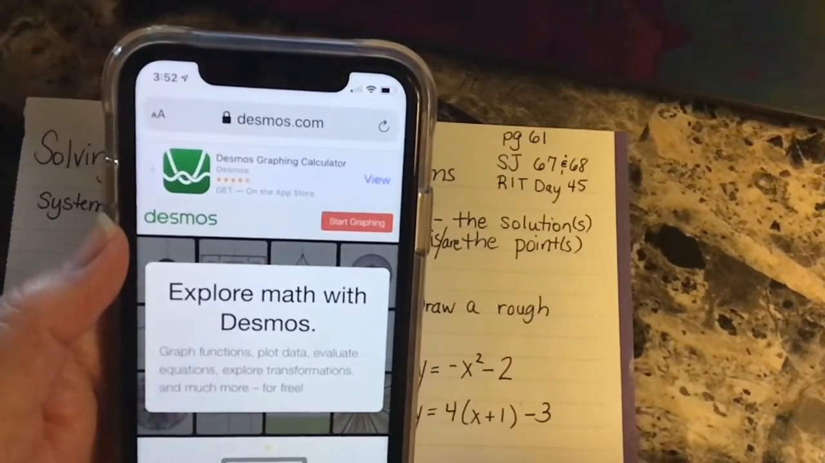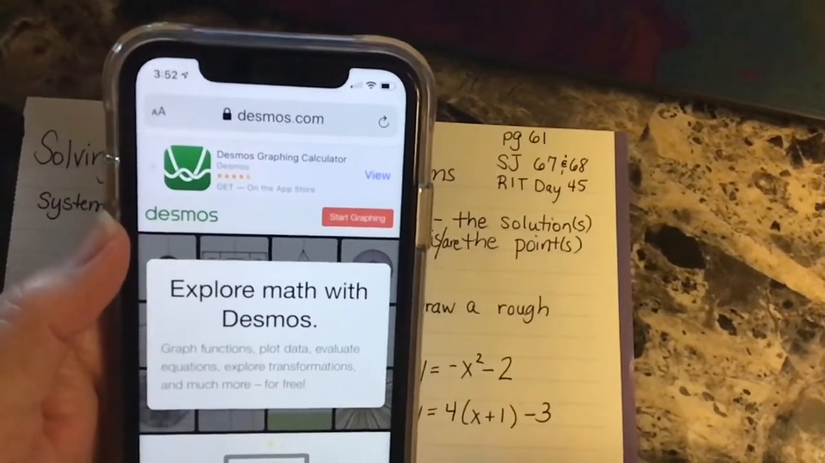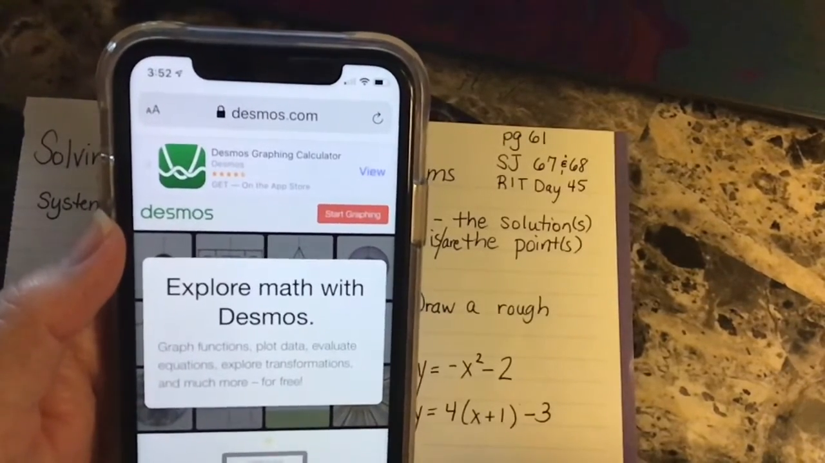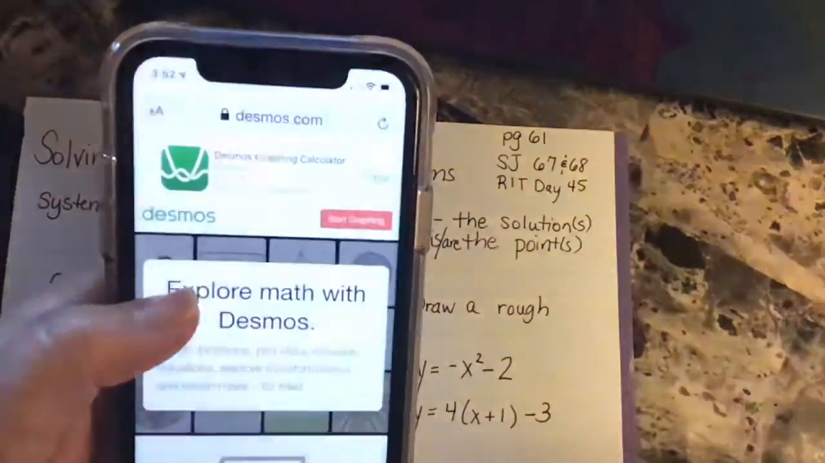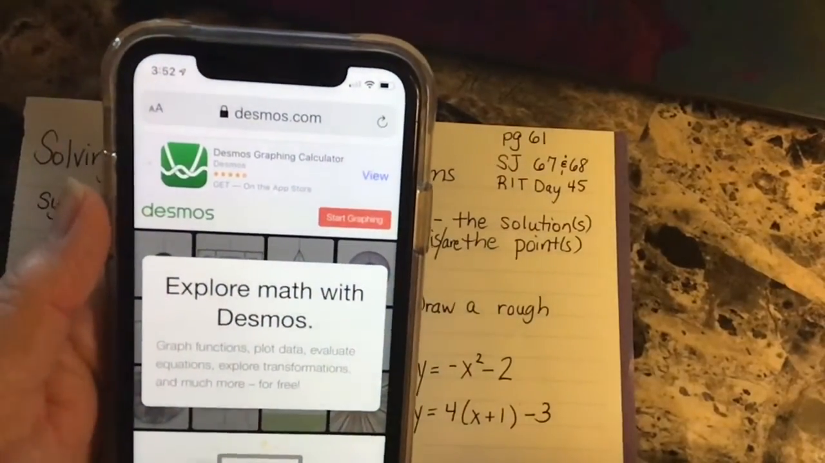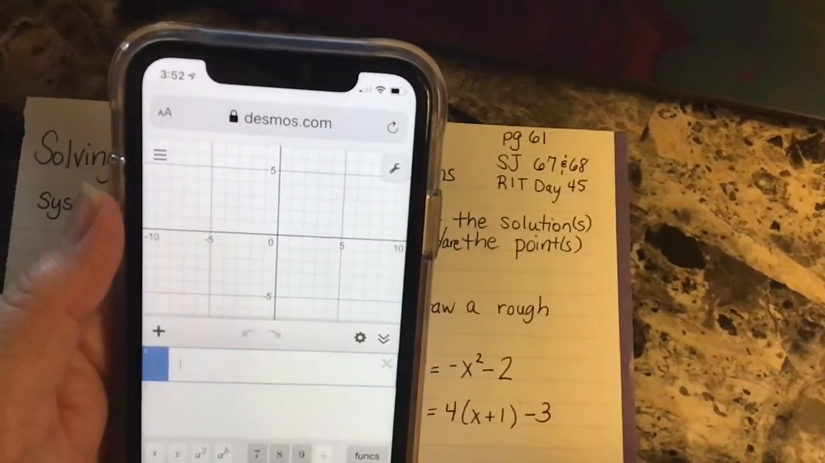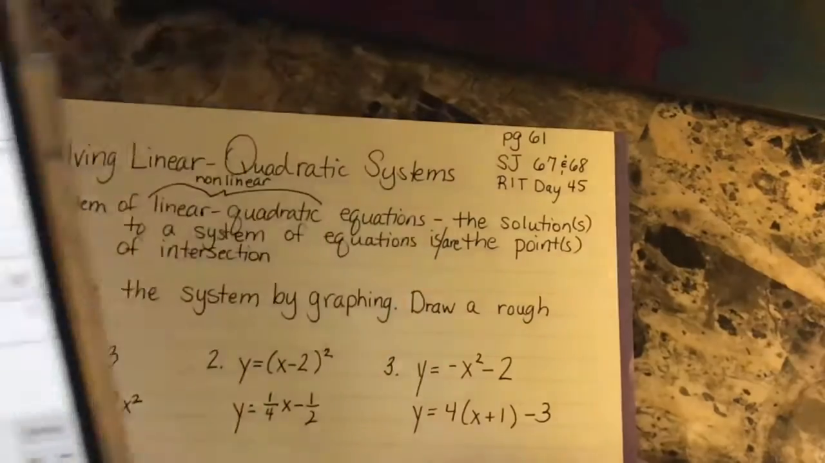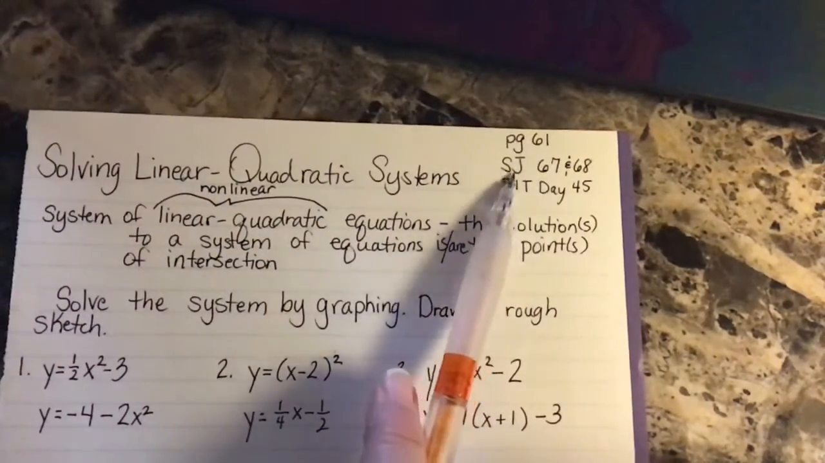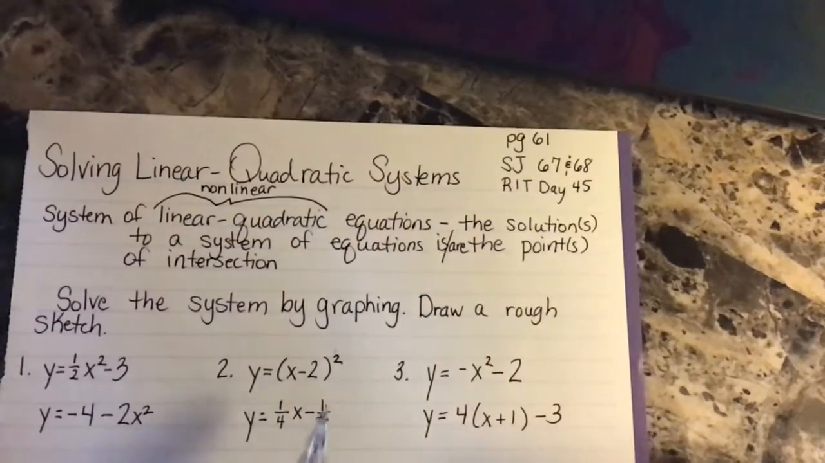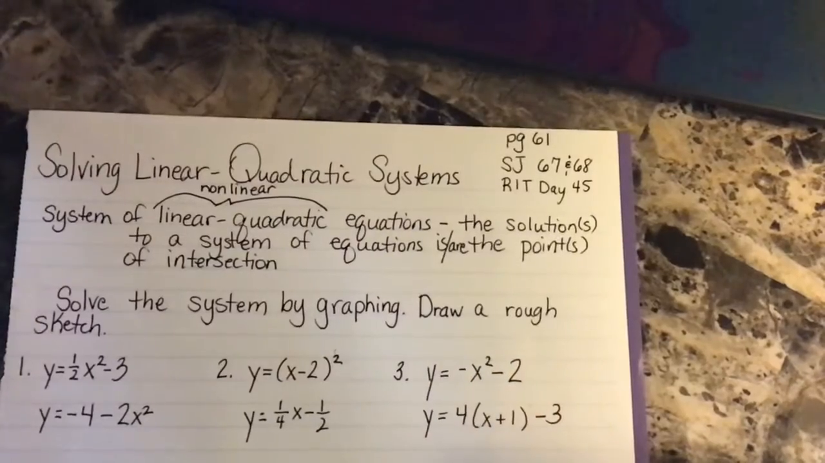For the questions that need a graphing calculator, just let me know that you didn't have access to the internet. For the ones that give you a graph, it's easy to find the solutions quickly. When you get here, you're going to click the red button where it says Start Graphing. We are doing page 61, Student Journal 67 and 68. If you don't have this page, it's perfectly fine. Just copy it down. This is Reimagine Time Day 45.